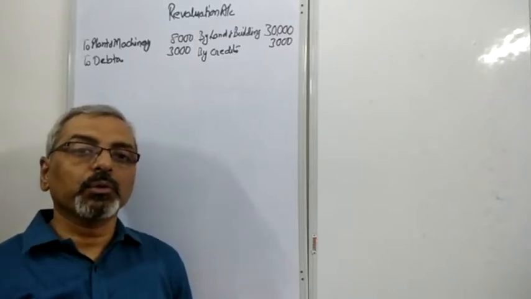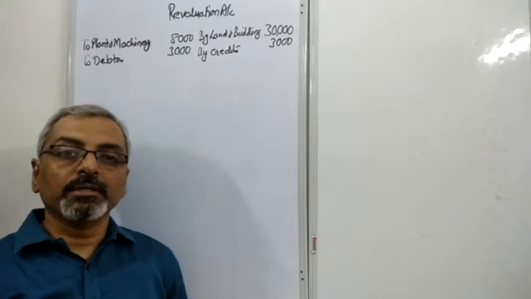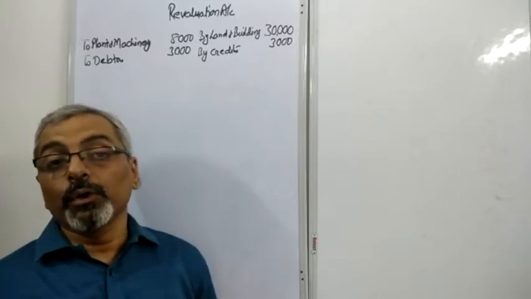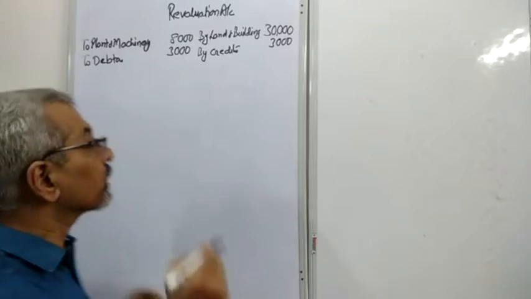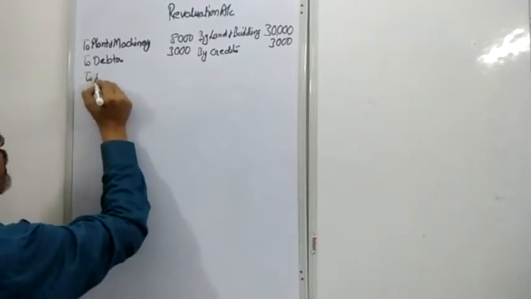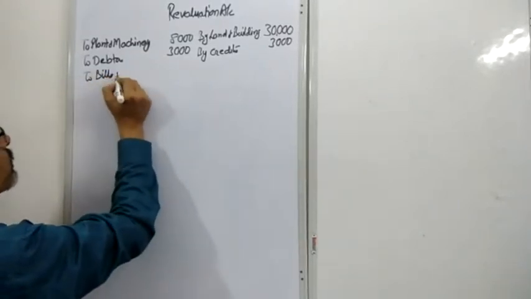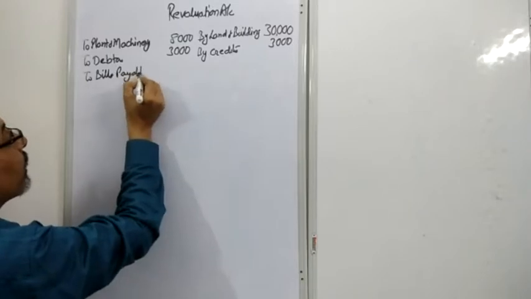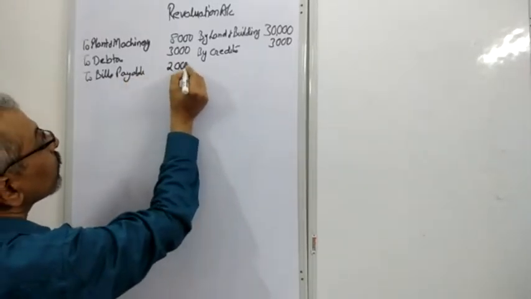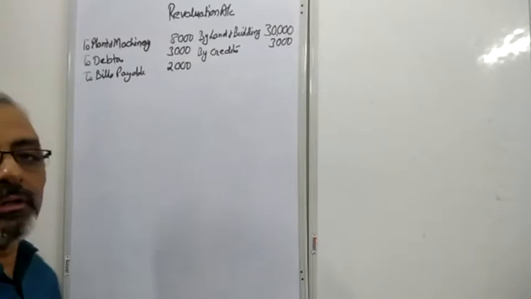And we can also see the value of bills payable has increased from 15,000 to 17,000. It has increased by 2,000, and therefore since there is an increase in the value of liability, it will be going to the debit side of the revaluation account. So to bills payable, and the value has increased by 2000. So these five were the revaluations.